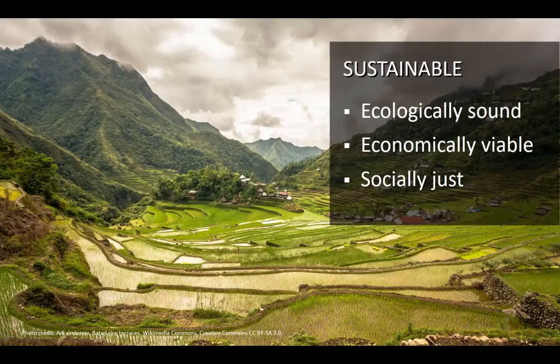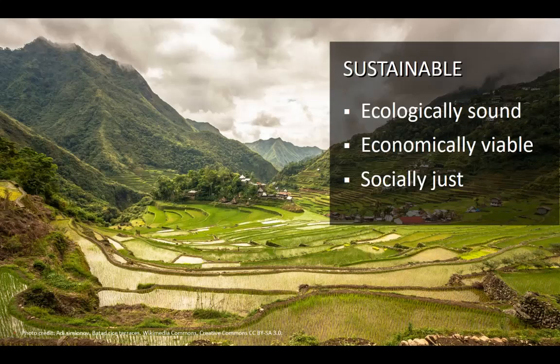Now, before we jump into those, we probably should remind ourselves what we mean when we say sustainable. Something that's sustainable is, one, ecologically sound. It's going to be practiced in a way that minimizes harm to our environment. Two, it's going to be economically viable, which means it allows farmers to make an adequate living and produce sufficient food supplies for them to sell and consume. And three, it has to be socially just.